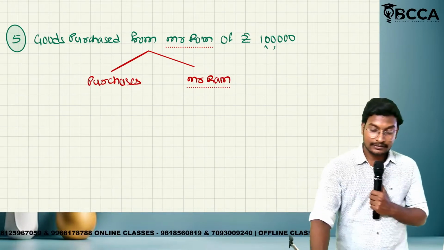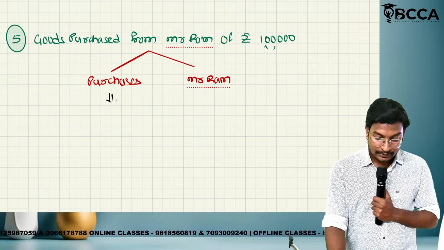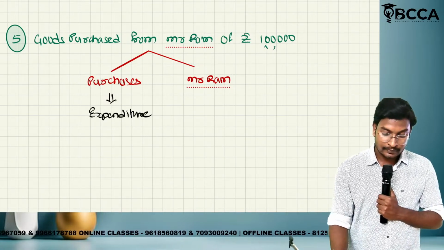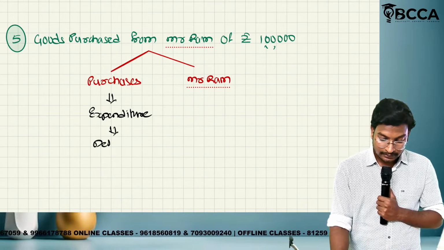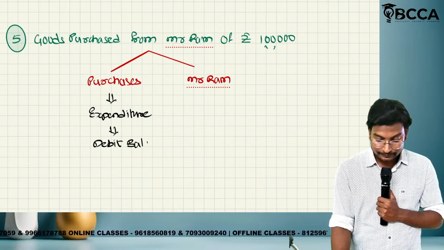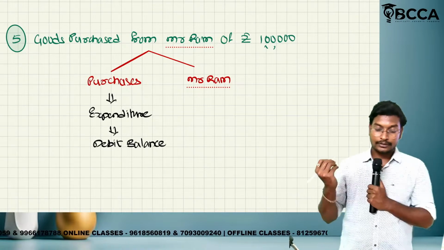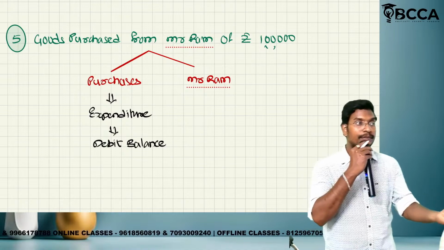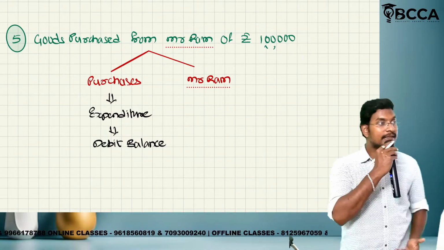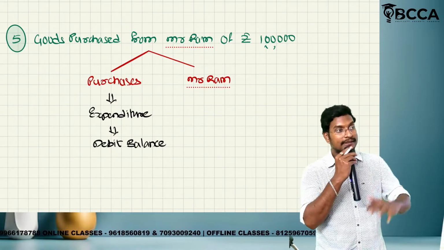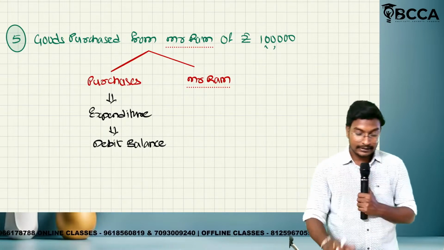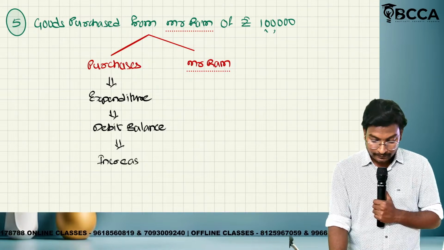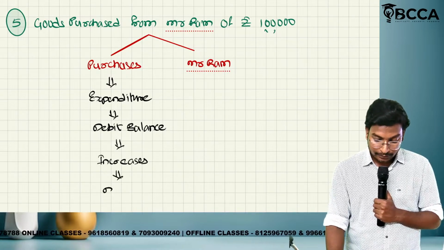Yes. Purchases we know. What is the meaning of purchases? Expenditure. So which balance? Debit balance. Now, the expenditure value increases or decreases? Increases. Previously we had purchases of rupees 15 lakhs. Now again we have purchased goods for 1 lakh, so 15 lakhs to 16 lakhs. That means increases or decreases? Increases. So debit balance increases. What we have to do? We have to do the debit.